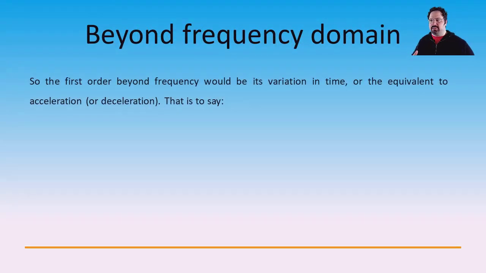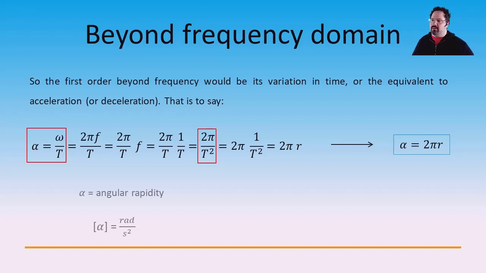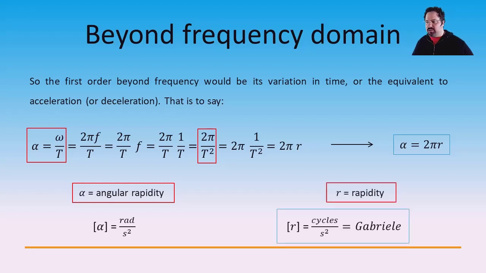So the first order beyond frequency would be its variation in time, or the equivalent to acceleration or deceleration. That is to say, alpha equals omega over T equals 2 pi f over T, that equals 2 pi over T times f, that equals 2 pi over T times 1 over T, that is equal to 2 pi over T squared, and eventually is equal to 2 pi r, where alpha is angular rapidity, and its unit of measure is radians over second squared, where r is rapidity, and its unit of measure is cycles over second squared, and is equal to Gabriele, because Gabriele is my name, and I gave, of course, my name to this unit of measure.